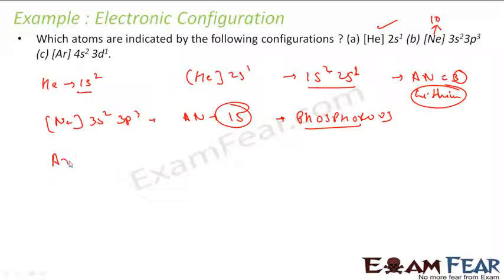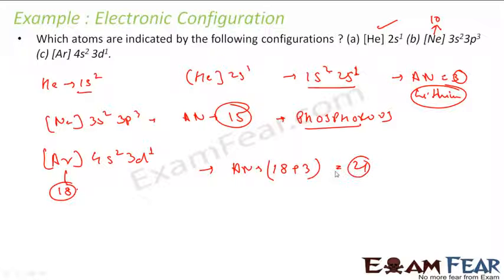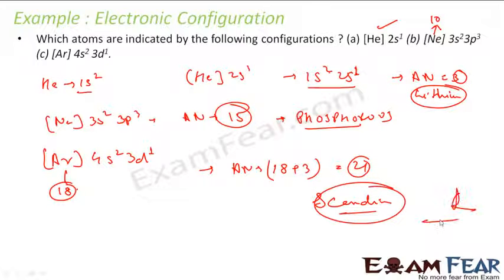The next is argon 4s2, 3d1. So argon atomic number is 18. In 18 you add 3. So atomic number becomes 18 plus 3. That is 21. And 21 atomic number is for scandium. And that is my answer. Easy only.